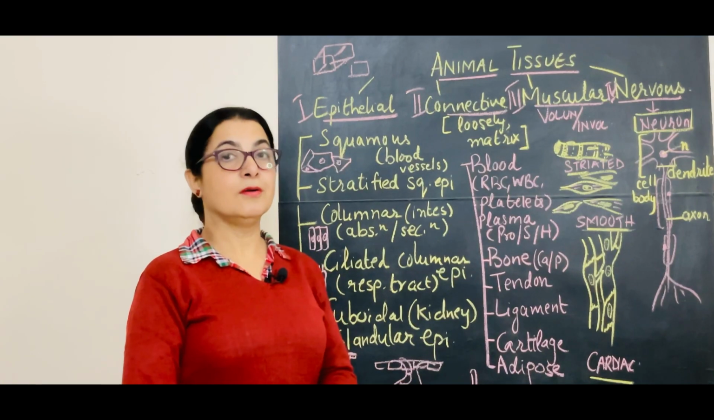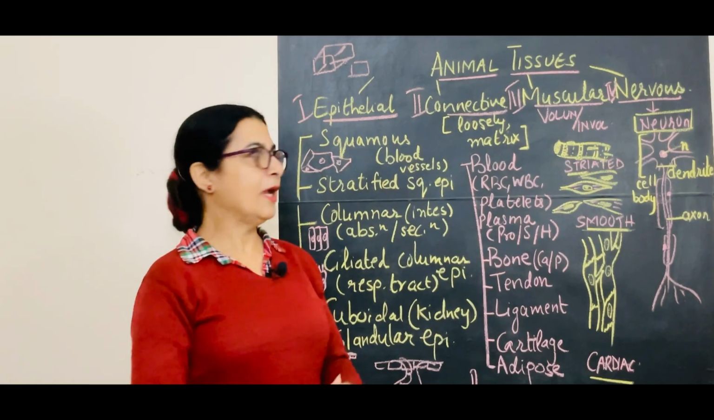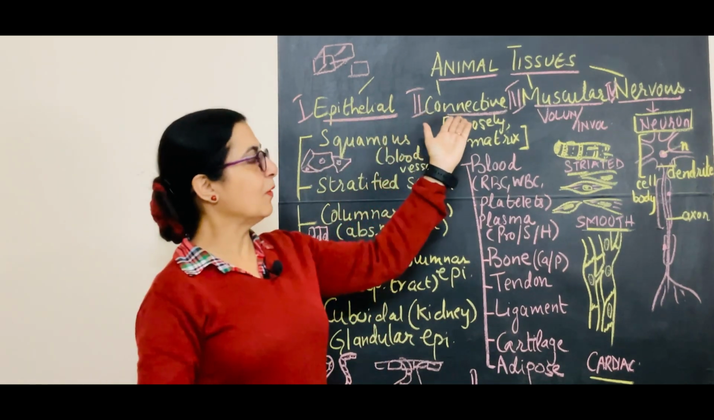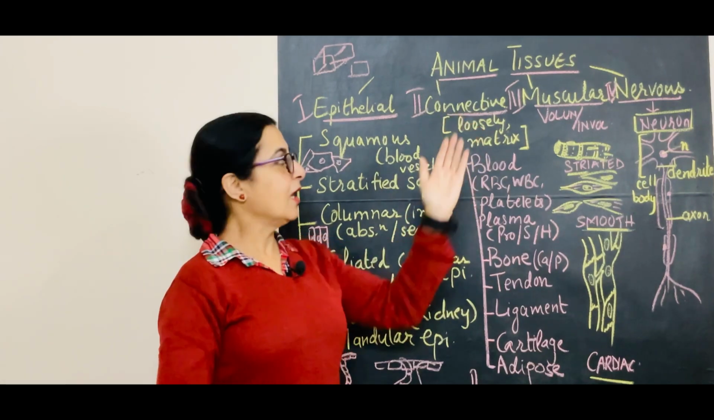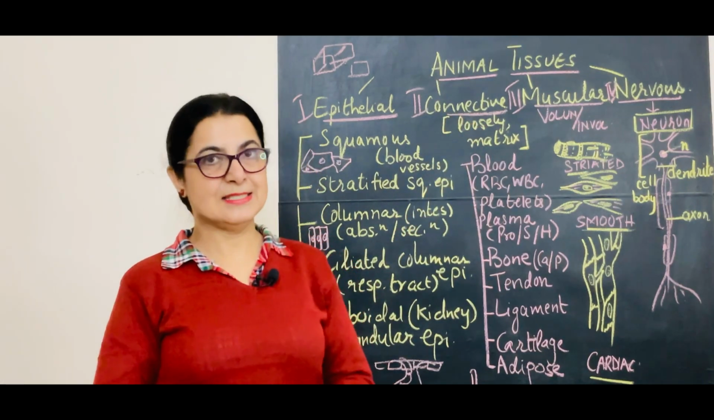I'm back with the remaining part of your animal tissues. In the previous video, we had already studied the epithelial tissue and we had also studied the connective tissue. Now coming to the muscular tissue, we need to understand certain things.